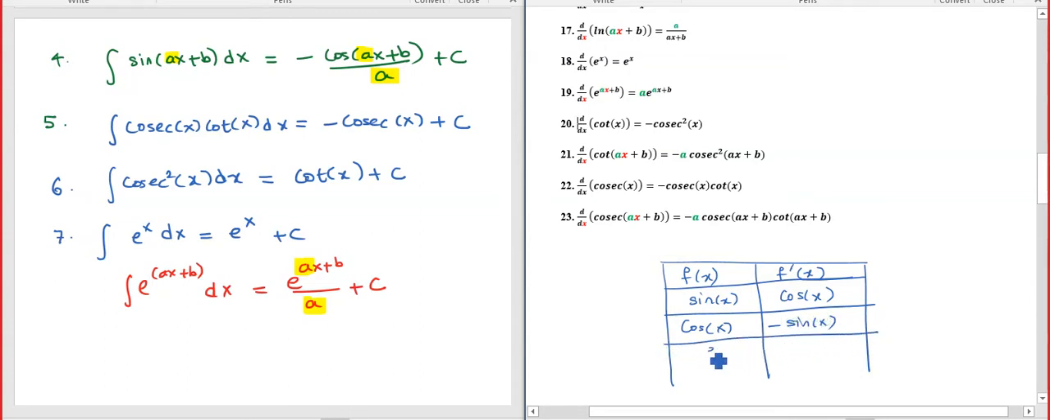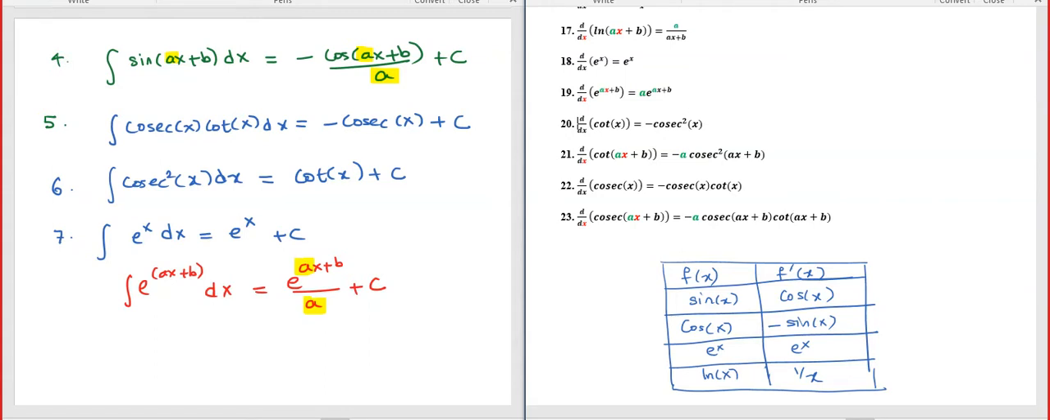It is exponential function, it is same. If it is logarithmic function, it is 1 over x, and so on. Okay, so what you can see is when you are doing integration, you are moving from left to right for the derivative. For integration, you have to move from right to left.